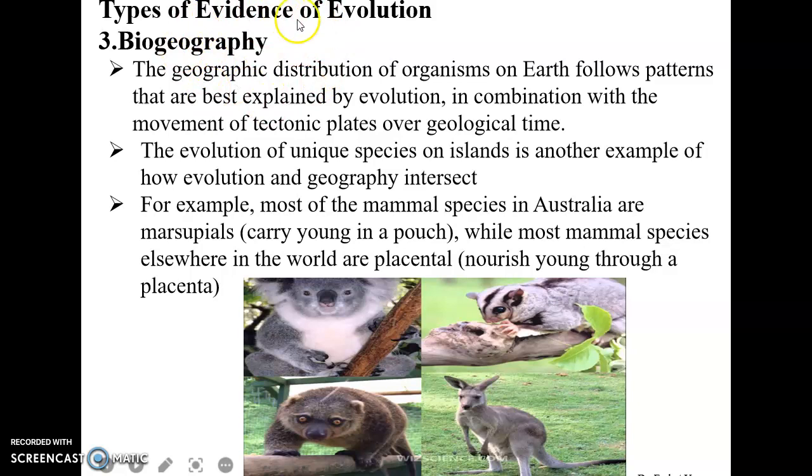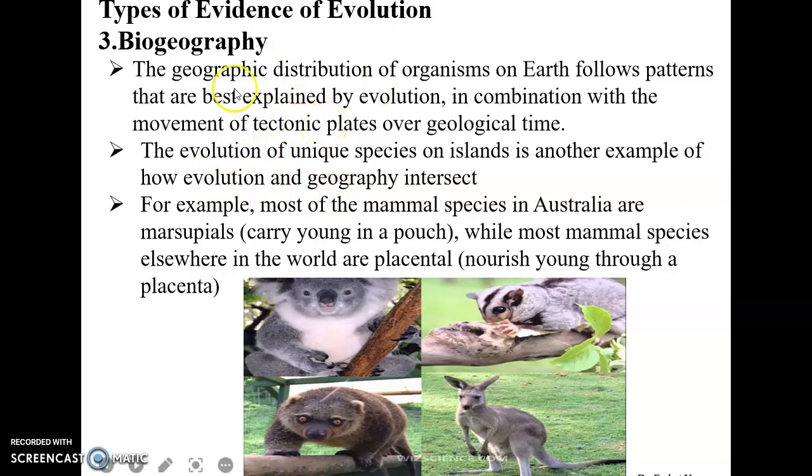Another evidence for evolution comes from biogeography, the geographic distribution. The geographic distribution of organisms on Earth follows patterns which are best explained by evolution in combination with the movement of tectonic plates over a geological period of time.